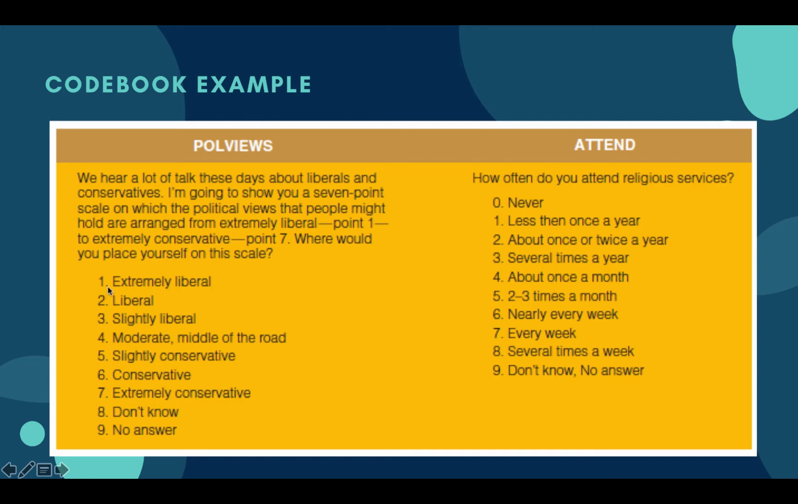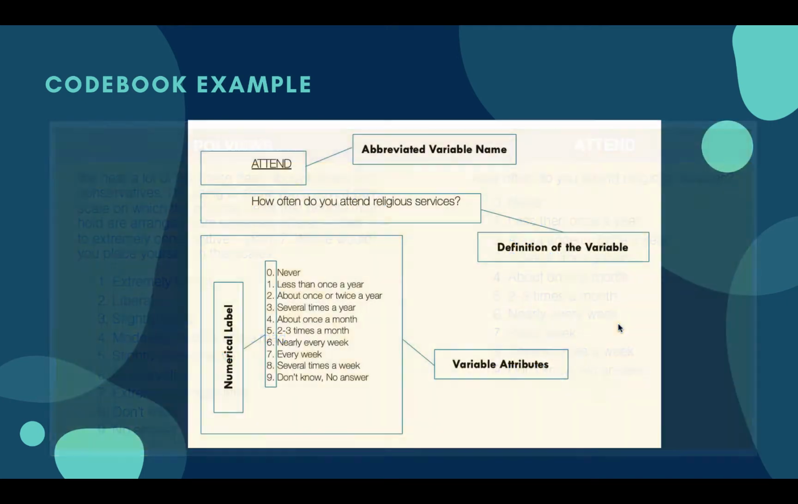Oftentimes it's going to say 1 to 7, like it says here, but it's not going to say don't know. Here's another one. Here's the attend variable. So I take that from the last slide and I just highlight the various attributes. We have attend listed here. That's the abbreviated variable name. We have how often do you attend religious services? That's the definition of the variable.